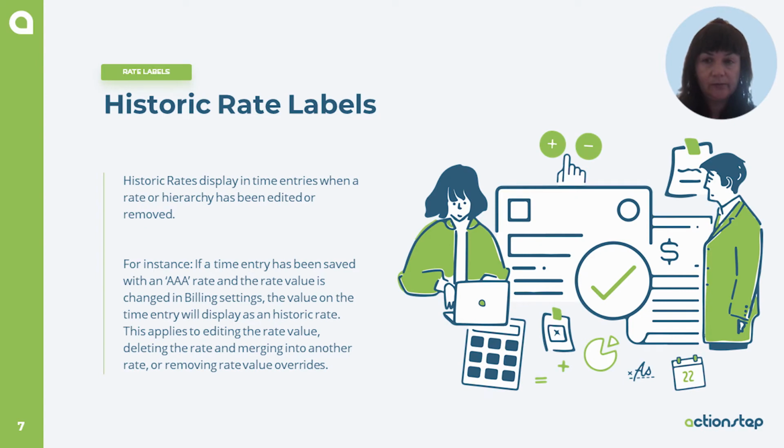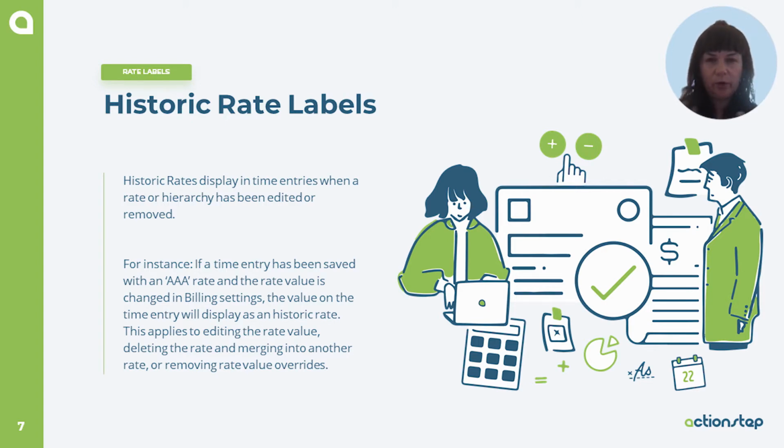Historic rates display in time entries where rate or hierarchy has been edited or removed. For example, if a time entry has been saved with an AAA rate and the rate value is changed in billing settings, the value on the time entry will display as an historic rate. This applies to editing the rate value, deleting and merging into another rate, or removing rate value overrides.